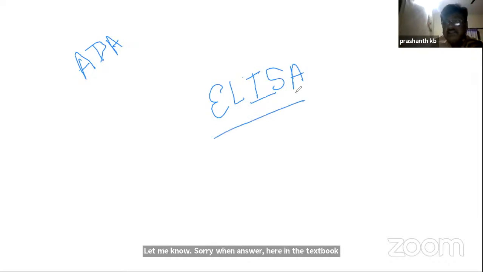ELISA, enzyme linked immunosorbent assay. Here in the textbook they have given the full form, and not only the full form, what is the principle of ELISA? 1 mark question. You can see in the textbook only.